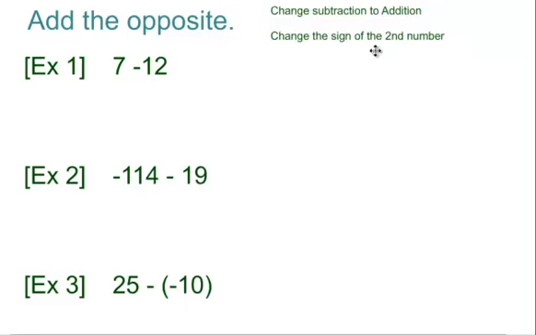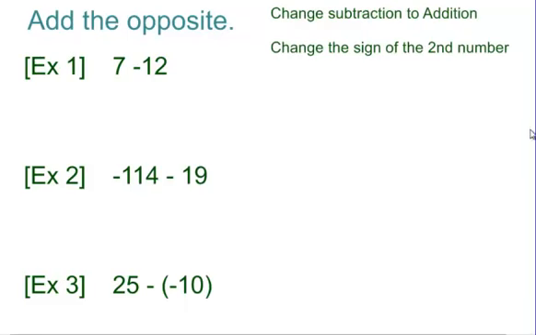Okay? And here's what that means. So we have 7 minus 12 here. Let's change the subtraction to addition, just like this, and change the sign of the second number. Before it was positive, we're going to change it to negative. Now it's just like adding integers. We have 7 plus negative 12, and I can rewrite that below. 7 plus negative 12. So signs are different. Find the difference. So the difference between 12 and 7 is 5. 12 minus 7 is 5. The higher number is negative, so it's negative 5.